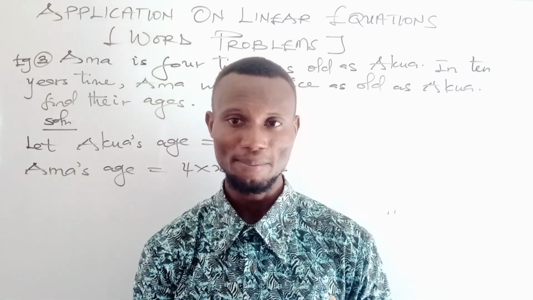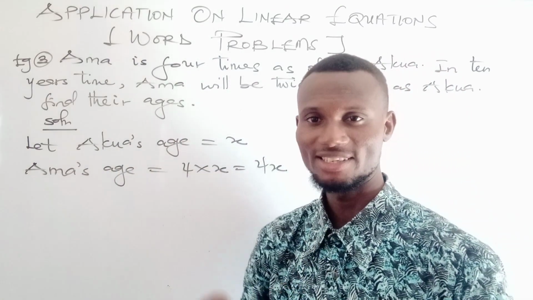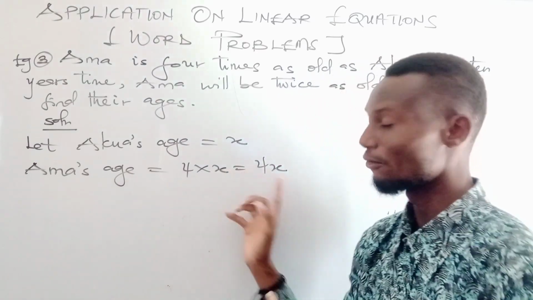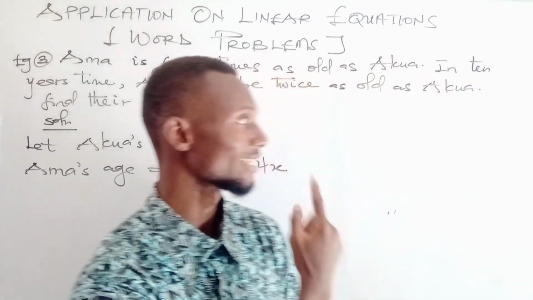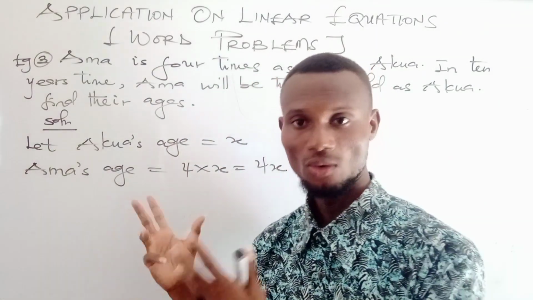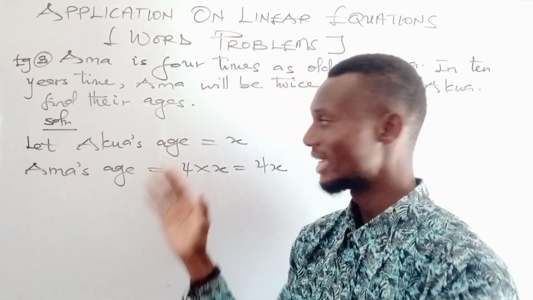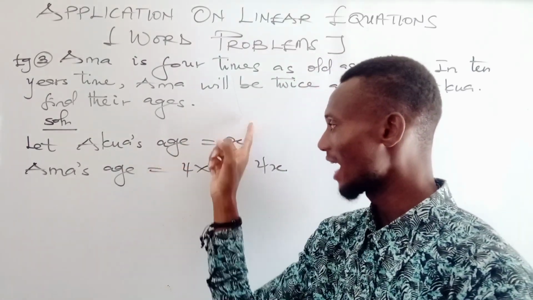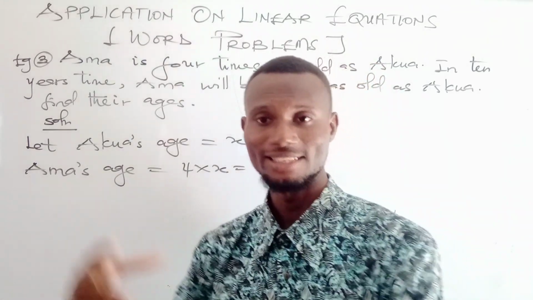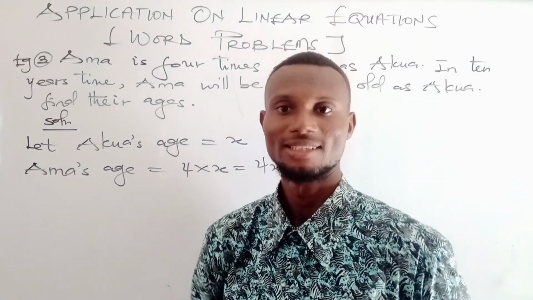Okay, so in the same manner, we know Ikea's age now. Ikea's present age is S, and Amma's present age is 4S. Now the question is saying that in 10 years time, their ages will not be the same, because they will have grown in age. So in 10 years time, they will not have the same ages. So what do we do to get their ages in 10 years time? We add 10 years to their present age now.